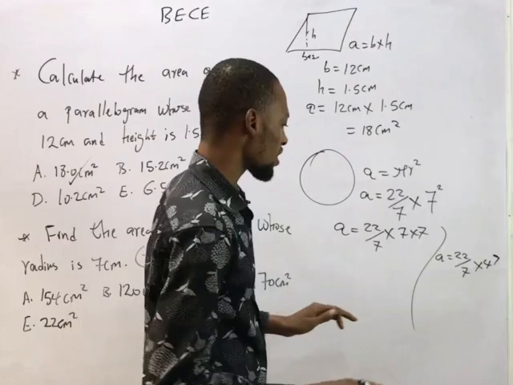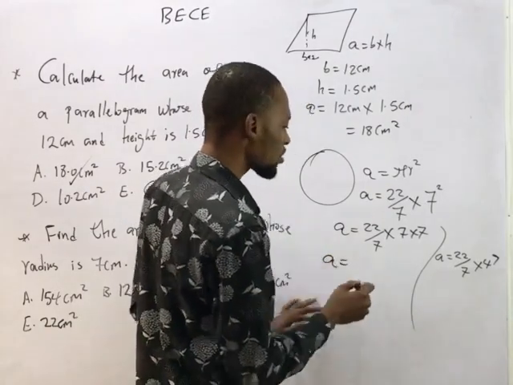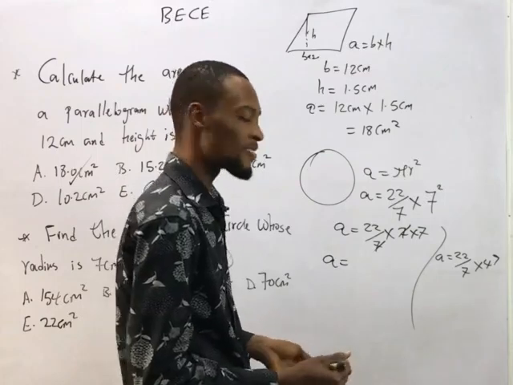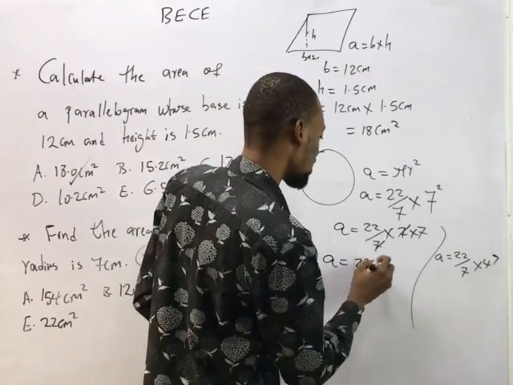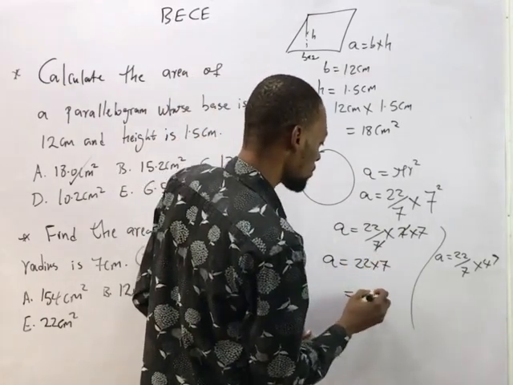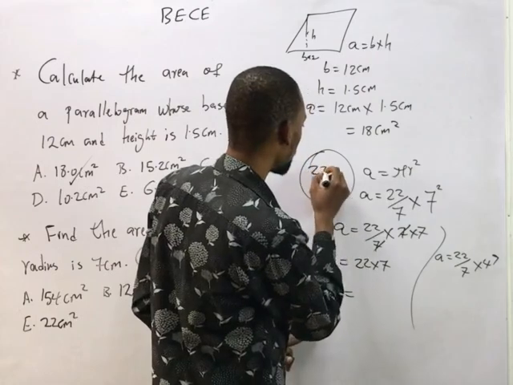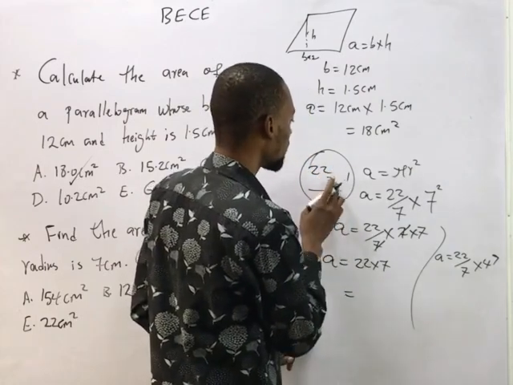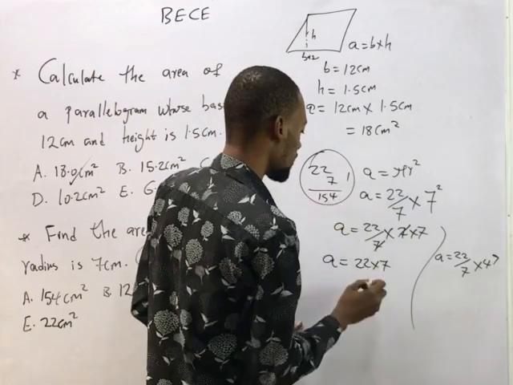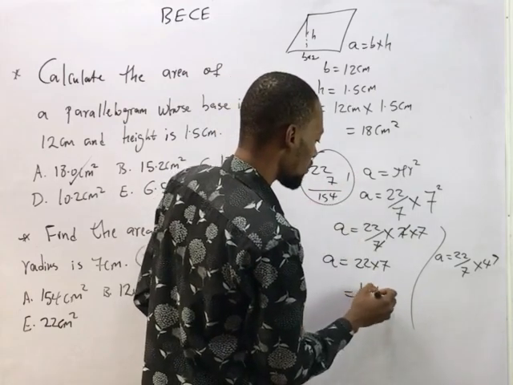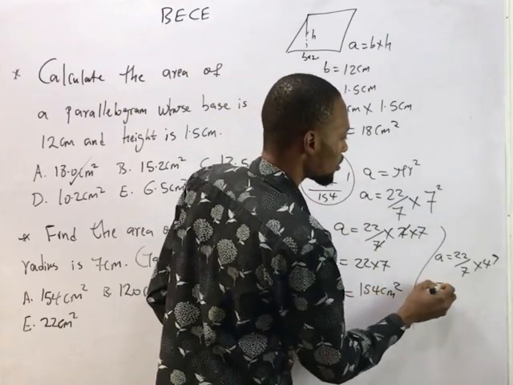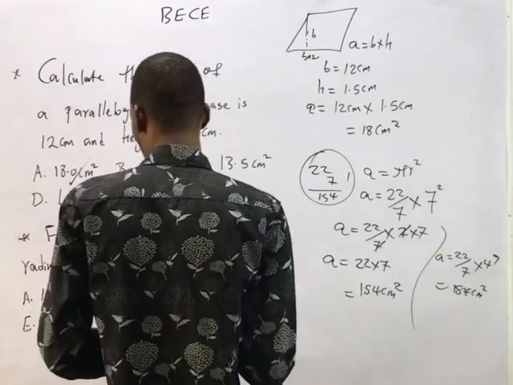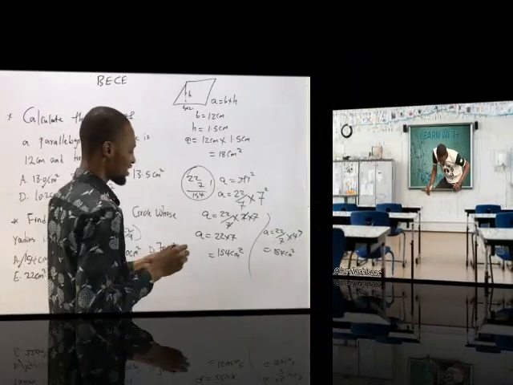So that is 7 square. I choose to do it this way so that I can simplify. I can just say 17 cancels 17. So I have 22 times 7. And this will give you 22 times 7. 7 times 2 is 14. Carry 1. 7 times 2 is 14 plus 1 is 15. 154. So this will give you 154 cm square. This will also give you 154 cm square. So that's the area of the circle.